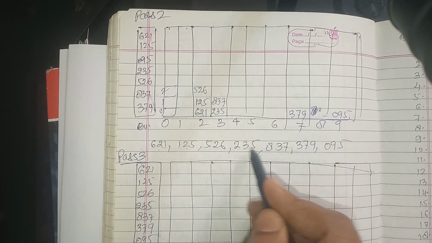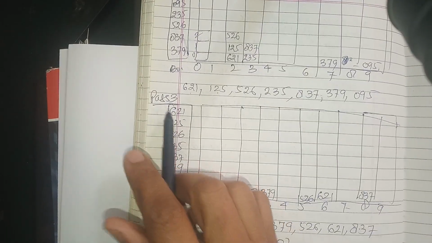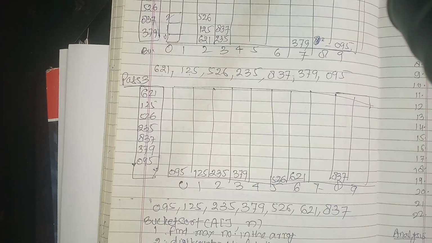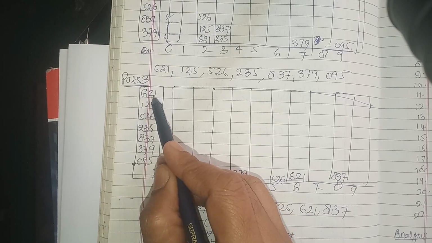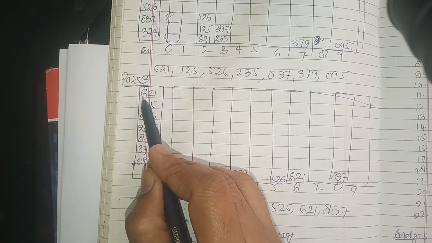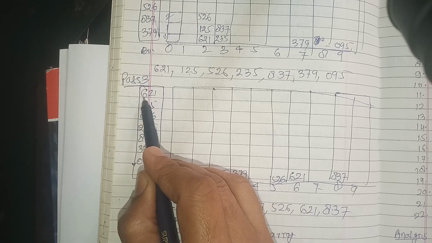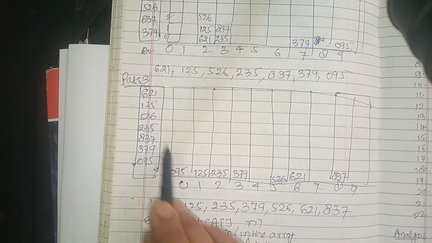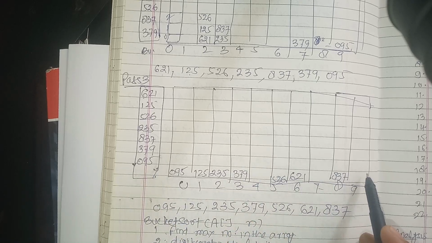With these values the array A will be updated, which you can see in the pass 3 that array is updated. Again you have to repeat the procedure for pass 3 also, and now this time you have to put these numbers into bucket based on third digits from the right hand side. So 621 will go to bucket number 6. You can see here 620. 125 bucket number 1.